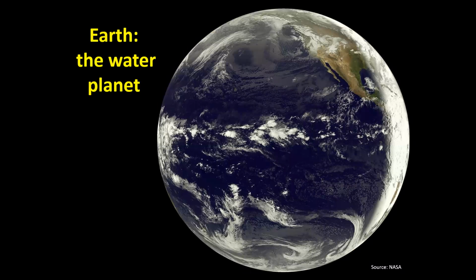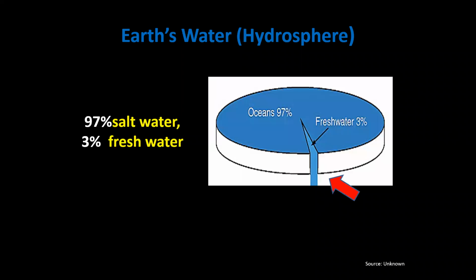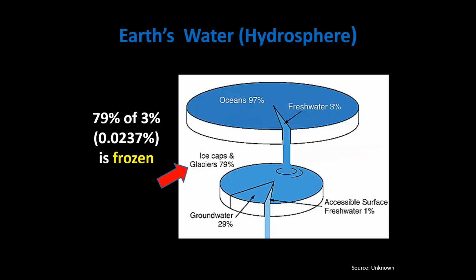So the Earth is really a water planet, in that 70% of the Earth's surface is covered with water. But most of that water is salt water. So about 97%, some people say 98, no, there's 96. But in this depiction, we're going to be using 97. So only about 3% is fresh water, and that's what we're really interested in.